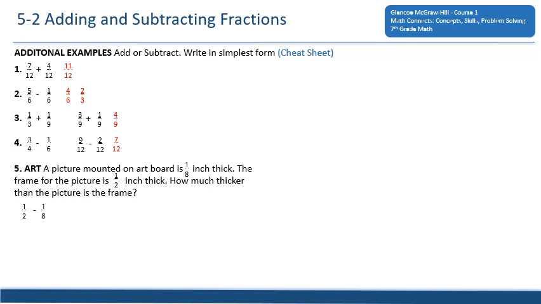We need to find the least common denominator because these are unlike fractions. 8 is a multiple of 2, so that will be our least common denominator. And to get 2 to 8, we multiply it times 4. So we also have to multiply the numerator times 4. So we get 4/8 minus 1/8. And now we just subtract the numerators and we get 3/8 of an inch is the difference.